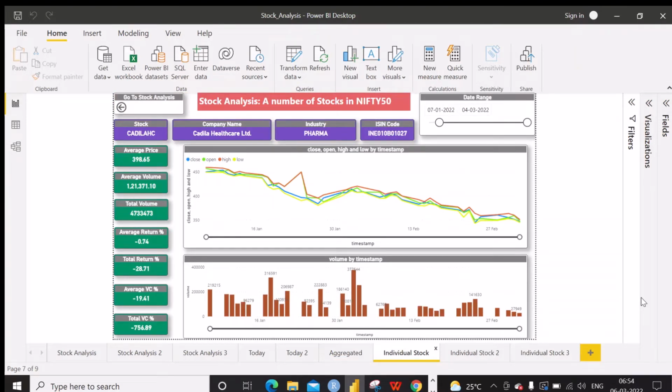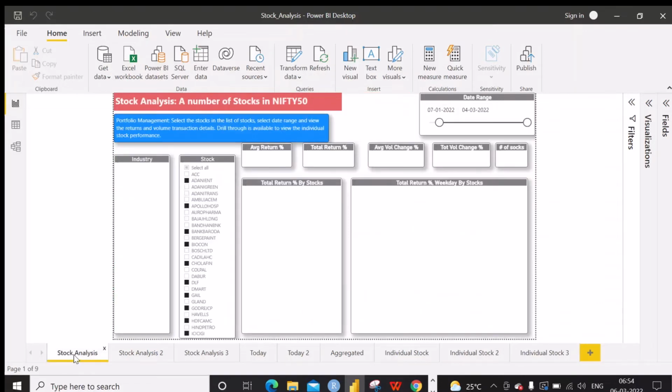The next page is the individual stock. Actually, we have got 3 pages for individual stocks. How can we come to this individual stock? We can use the drill through functionality available in Power BI to come into this individual stock page. How we can come, I will show you. Let us go to the stock analysis page.